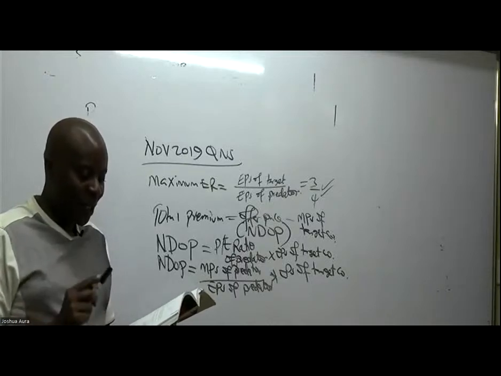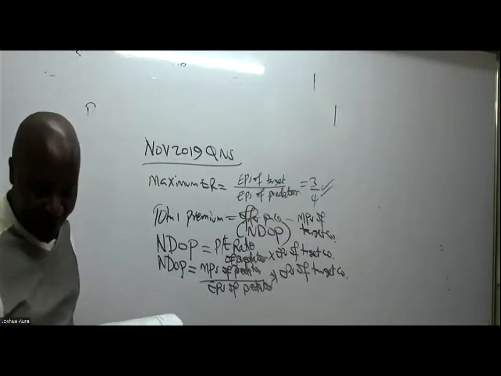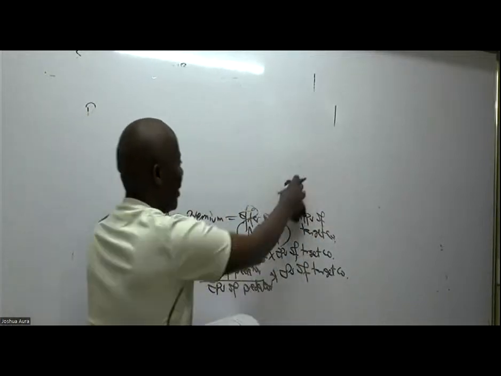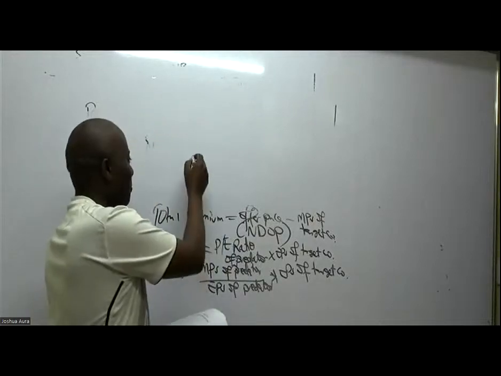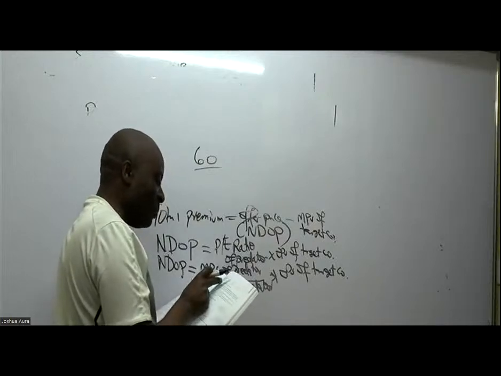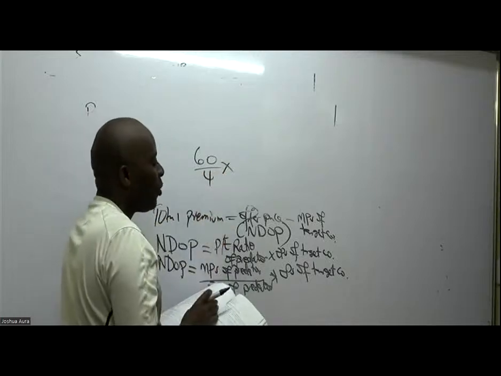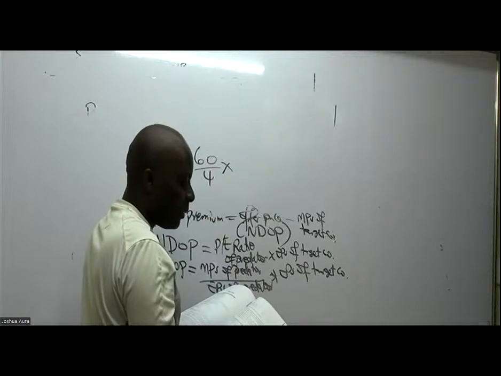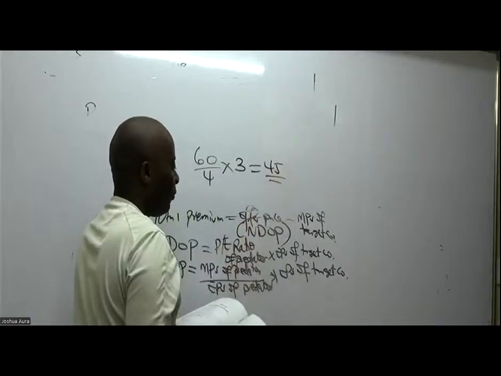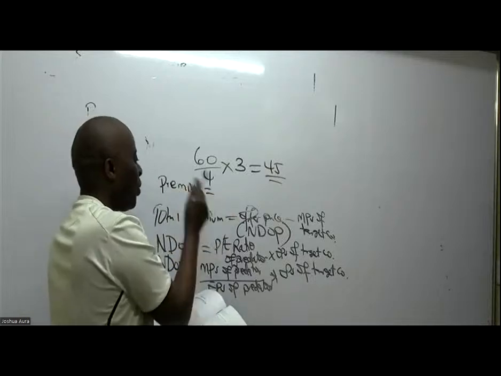divide by, I will take 60 here, and divide by EPS of company A, which is 4. Times, ladies and gentlemen, what do we have here? EPS of the targeted company, EPS of company 2, which is 3. This is how they were able to get the 45.